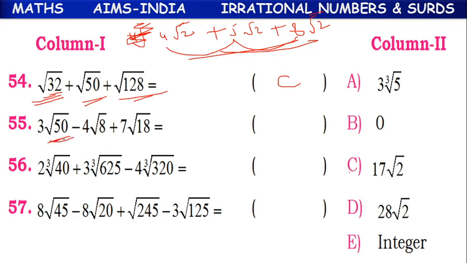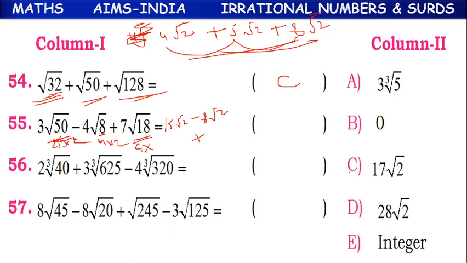So root of 50. 50 we can write as 25 into 2. 25 means 5 will go outside. It will become 15 root 2, minus 4 root 8. 8 we can write as 4 into 2. The root of 4 is 2. 2 fours are 8. It will become 8 root 2, plus 18.